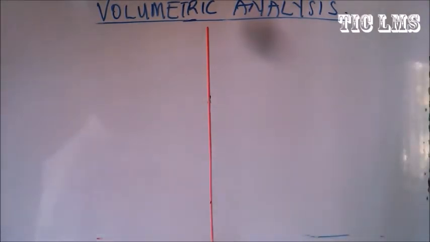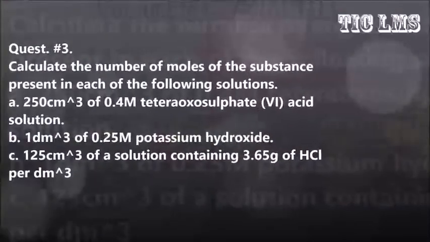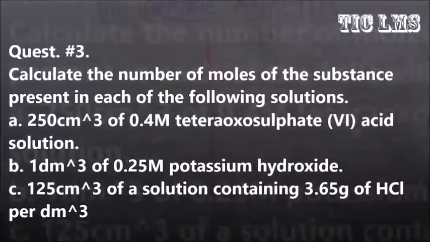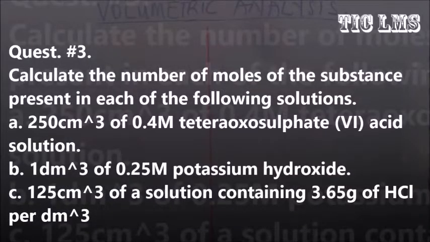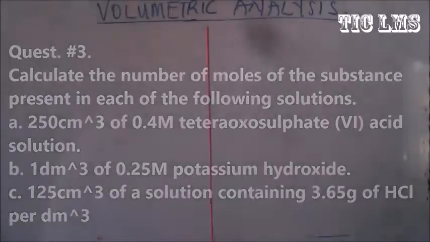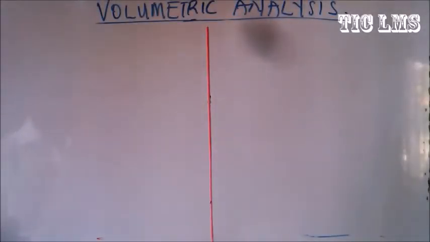Here comes the next question, which says, calculate the number of moles of the substance present in each of the following solutes. A. 250 cm³ of 0.4 molar tetraoxosulfate 6 acid solution. B. 1 dm³ of 0.25 molar potassium hydroxide. And C. 125 cm³ of a solution containing 3.65 gram of hydrochloric acid per dm³. Now this question is quite straightforward. In the first part, we have to find the number of moles in 250 cm³ of 0.4 molar.